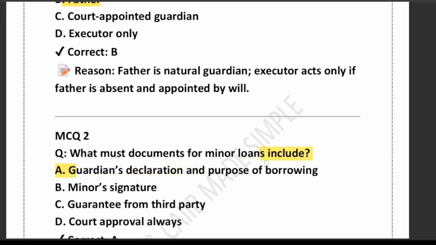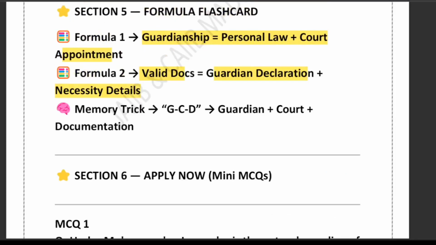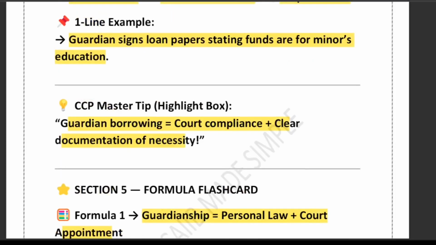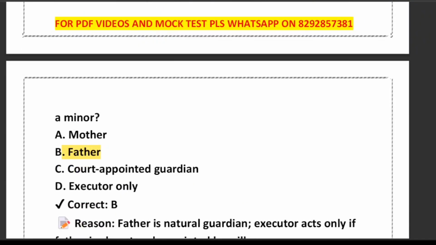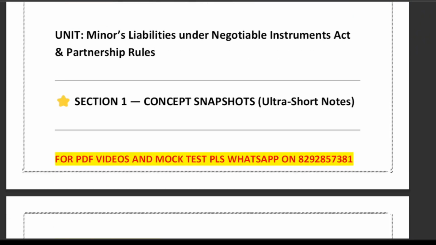So the answer is the guardian must declare, and he must declare the purpose of the borrowing. First of all, the guardian must declare his status and specify the necessity for which the funds are being borrowed. So he may say that the fund is being borrowed for the minor's education, right? That's a clear-cut purpose.